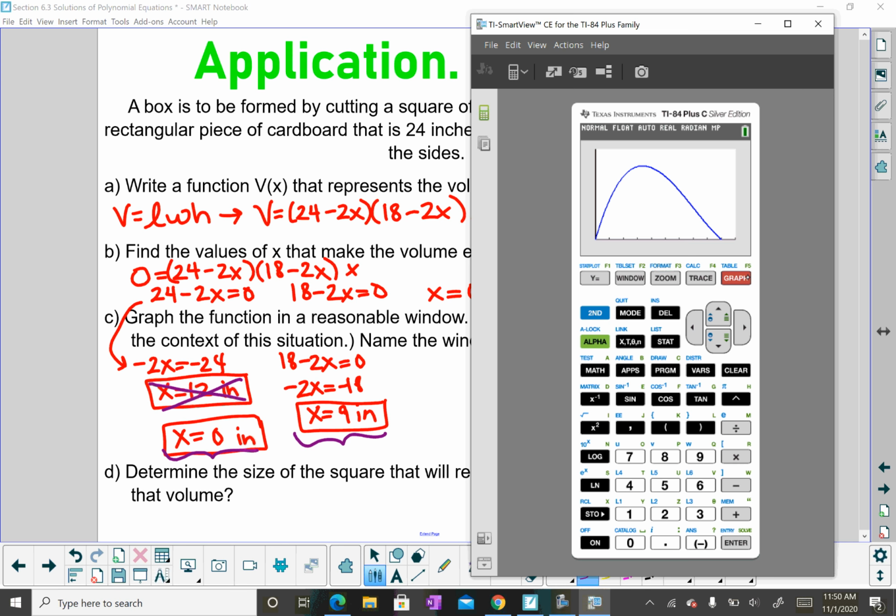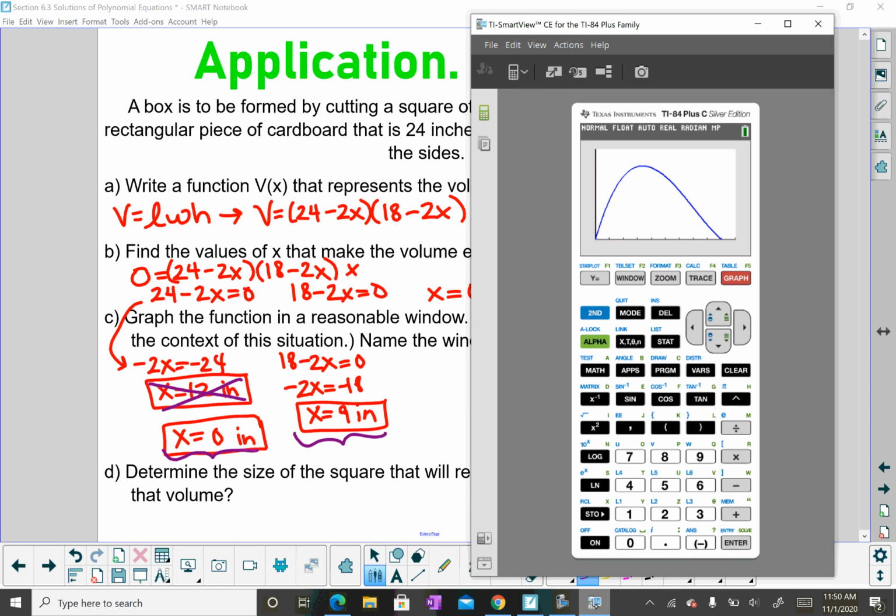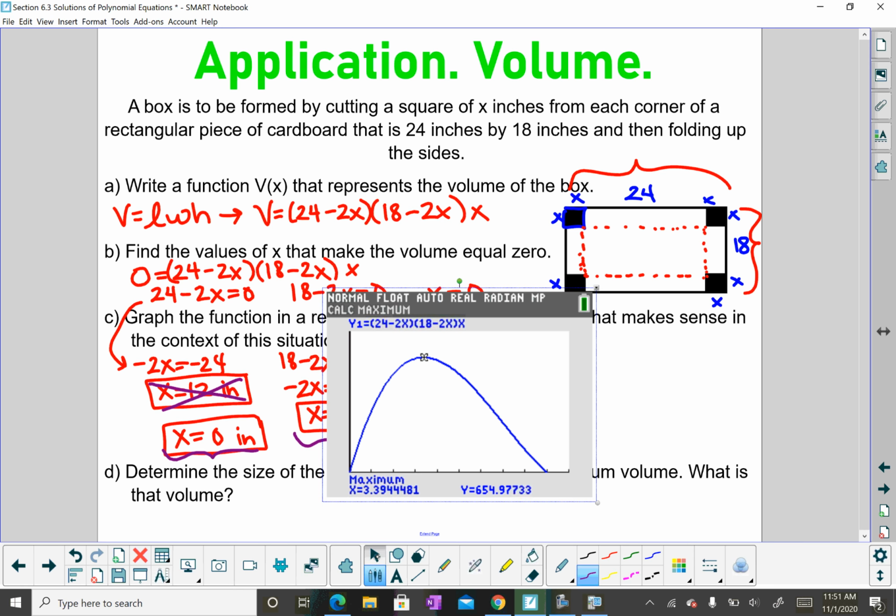Finally, we want to determine the size of the square that will result in the maximum volume, and we want to figure out what that volume is. So once we have this great picture, we can just calculate the maximum. Second trace, we want maximum number 4, and we know the maximum occurs somewhere between 0 and 9. So I'm just going to use those for my left bound and right bound. 0, enter, 9, enter, enter again, and there is my maximum. I'm going to drag this over. There we go.